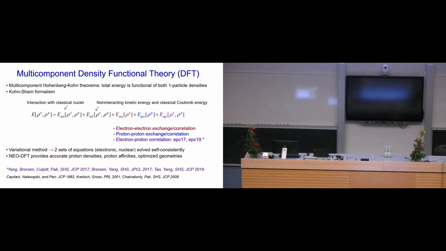I won't go into the details, but once we have all these functionals, we can use the variational method. We get two sets of equations, one for electrons and one for the protons, and they look exactly the same form as the Hartree-Fock equations I already showed you. We just solve them self-consistently. And NEO-DFT, with these functionals, provides accurate proton densities, proton affinities, and optimized geometries. You can see that on this slide here.